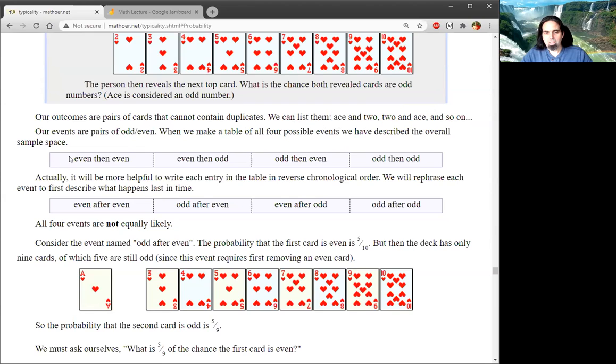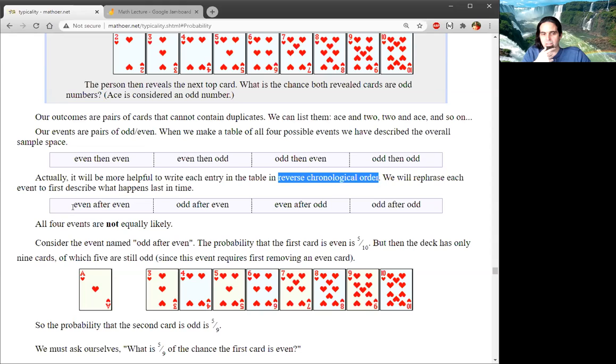The events look the same. We either get even then even, even then odd, odd then even, and odd then odd. But it's actually going to be more helpful to not write them this way, where this happens first and then this happens second. We're going to do reverse chronological order. And this is an important thing for what happens later on in the term. So this is why we're looking at this.